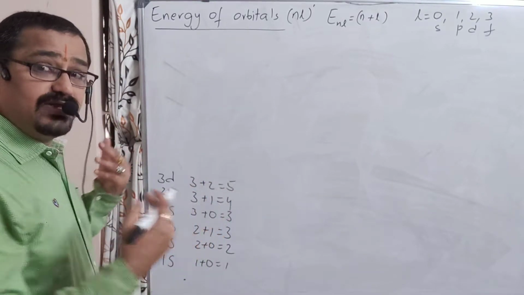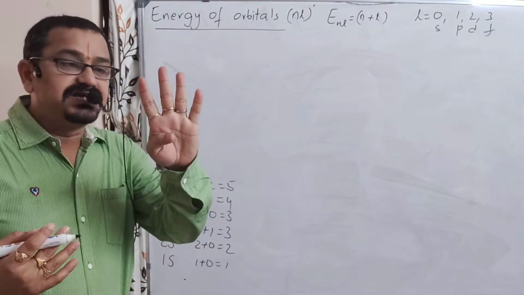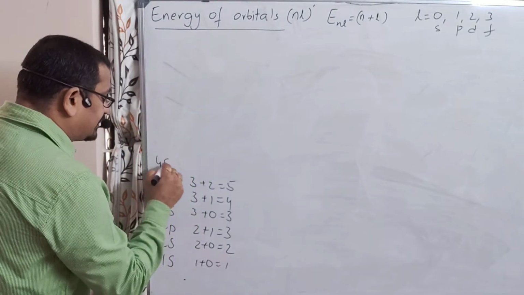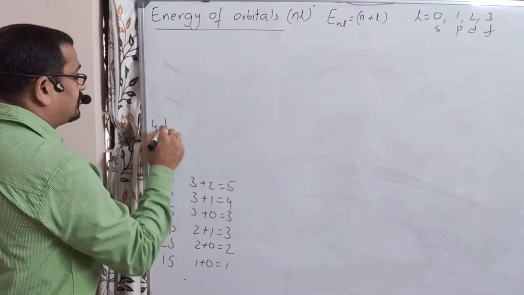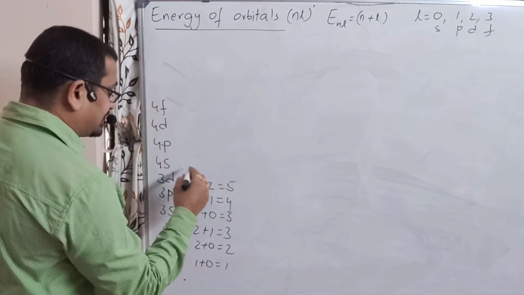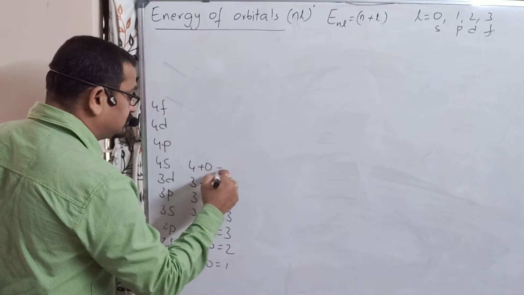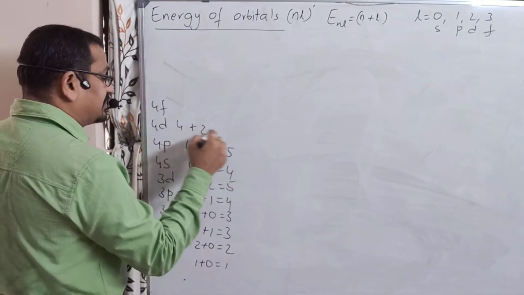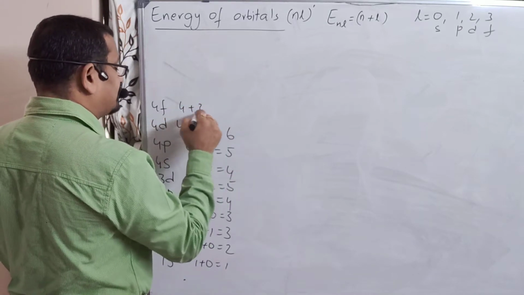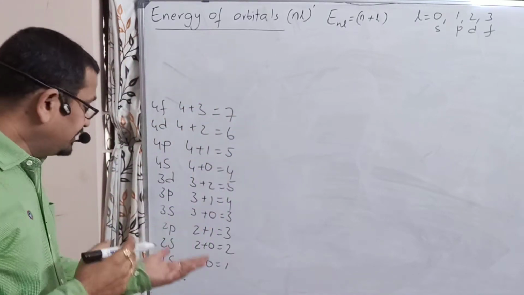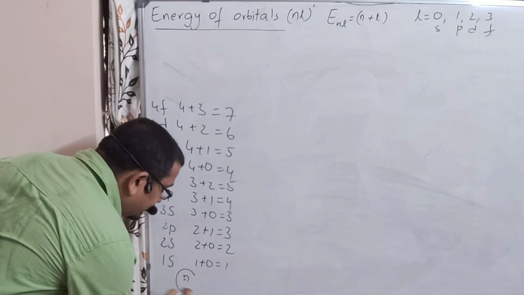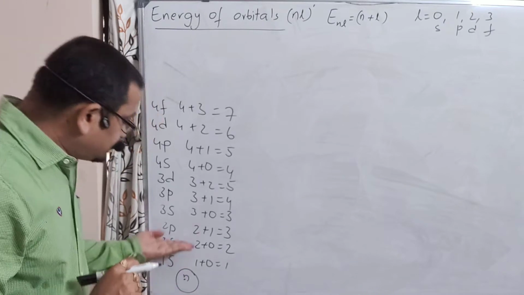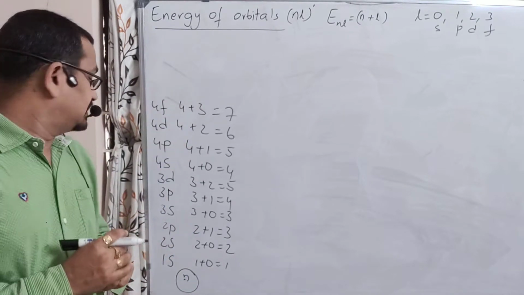Likewise, we can take the fourth shell, which has 4 subshells, 4s, 4p, 4d, 4f. Let us calculate the energy. 4s energy is 4 plus 0, it is 4. 4p is 4 plus 1, 5. 4d is 4 plus 2, 6. 4f is 4 plus 3, that is 7. In this way, starting from the nucleus, the corresponding orbital's energy can be calculated.